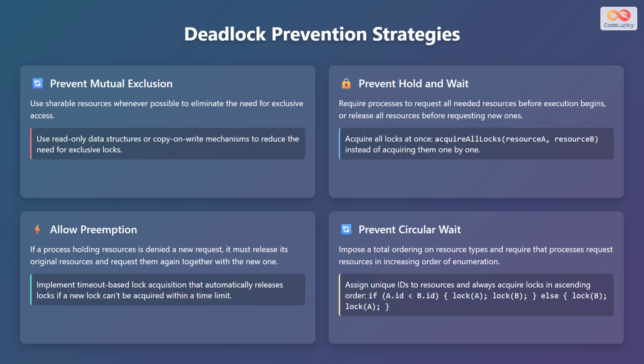Allow preemption where, if a process holding resources is denied a new request, it must release its original resources and request them again together with the new one. Implement timeout-based lock acquisition that automatically releases locks if a new lock cannot be acquired within a time limit. Prevent circular wait by imposing a total ordering on resource types, and require that processes request resources in increasing order of enumeration. For example, assign unique IDs to resources and always acquire locks in ascending order.